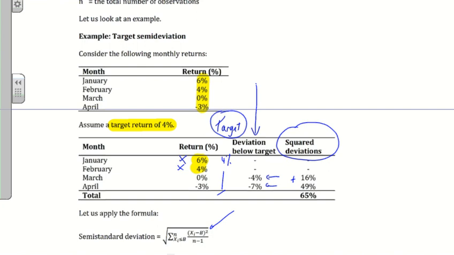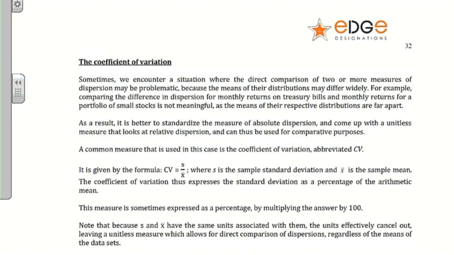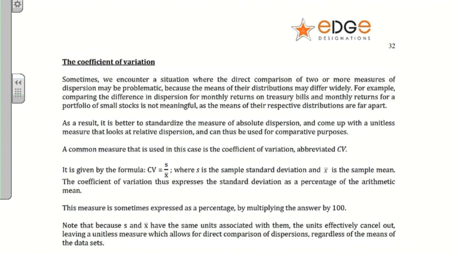Okay, let us get going over our page over here. Last little bit over here is what we call the coefficient of variation. What is a coefficient of variation? Another interesting term we've got over here, guys.